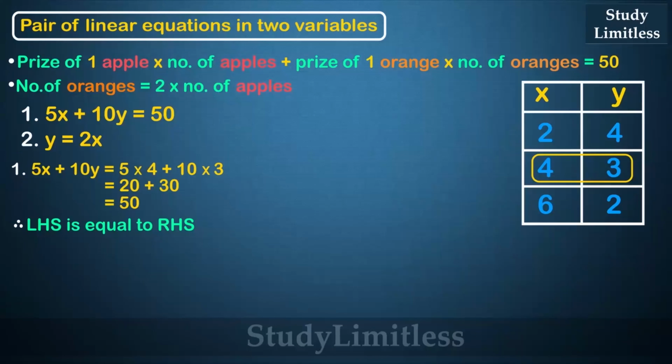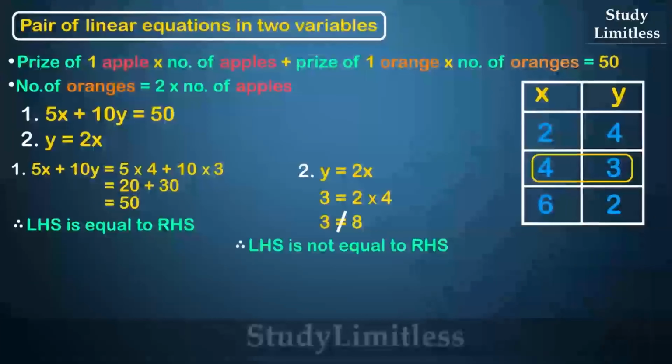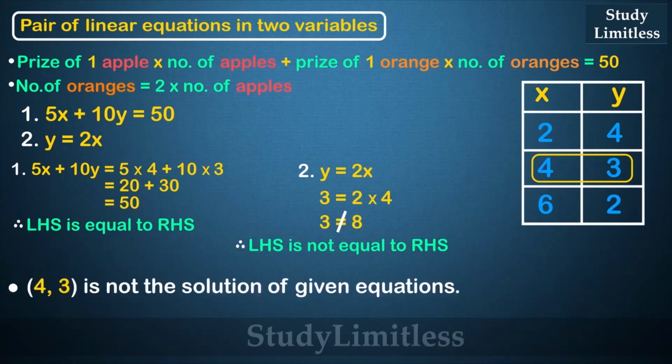When we substitute 4 comma 3 in the second equation, that is y is equal to 2x, we can clearly see that 3 is equal to 2 into 4. That means 3 is equal to 8. This is not valid, right? So if we substitute x is equal to 4 and y is equal to 3, the second equation does not satisfy. That means x is equal to 4 and y is equal to 3, or 4 comma 3, is not the solution of this pair of equations, because it does not satisfy both of the equations.